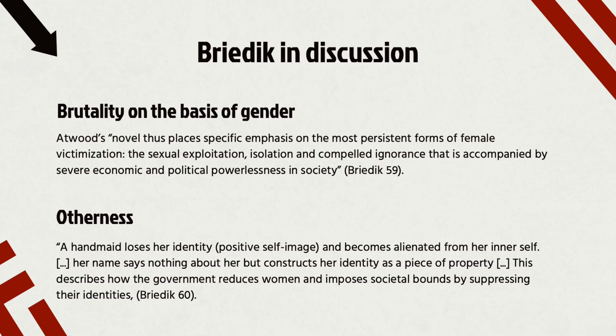He also observes the concept of otherness when he says that a handmaid loses her identity and becomes alienated from her inner self. Her name says nothing about her, but reconstructs her identity as a piece of property, describing how the government reduces women and imposes societal bounds by suppressing their identities. He shows how Atwood demonstrates the othering that women experience, given their assigned sex at birth and the way this plays into their lives. Given this, they are stripped of their names, jobs, and autonomy, and are reduced to commodities without any sense of humanity.